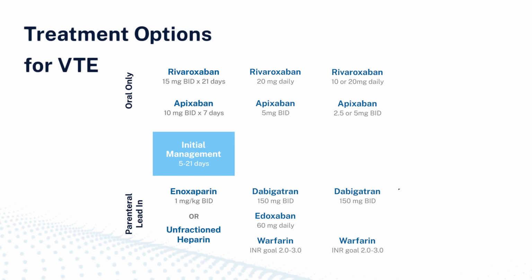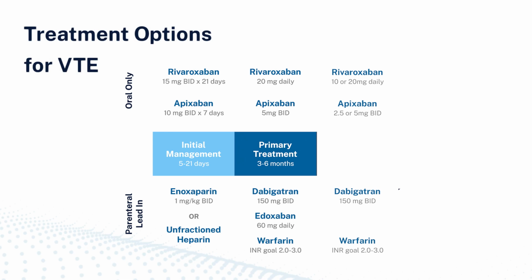We then transition over into our primary treatment phase. This can last anywhere from 3 to 6 months. And in this case, patients in the standard arm, the historical arm, usually got warfarin or a vitamin K antagonist. But nowadays, most patients are using that oral-only strategy.